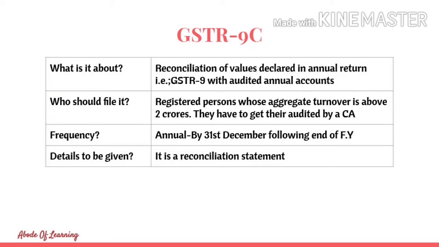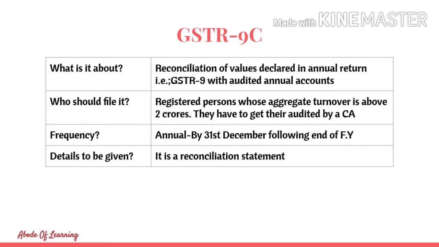GSTR 9C. What is this about, and who is supposed to file this? This is supposed to be filed by a registered person whose aggregate turnover is above 2 crores. That is, in a financial year, if your turnover crosses 2 crores, then you have to file this return, that is 9C. Their books have to be audited by a chartered accountant.